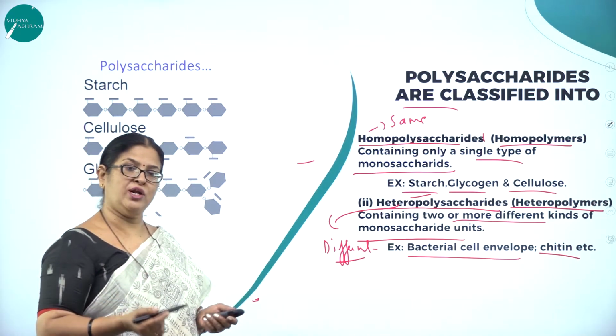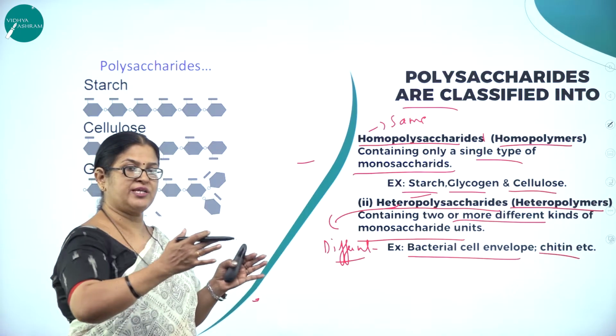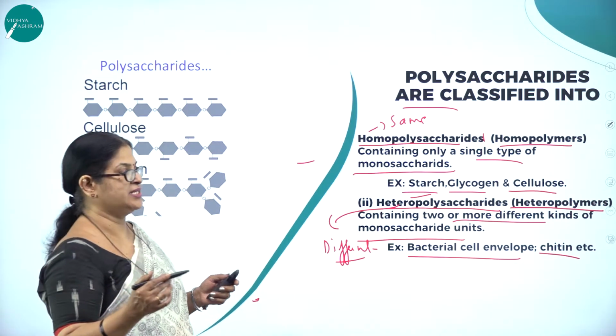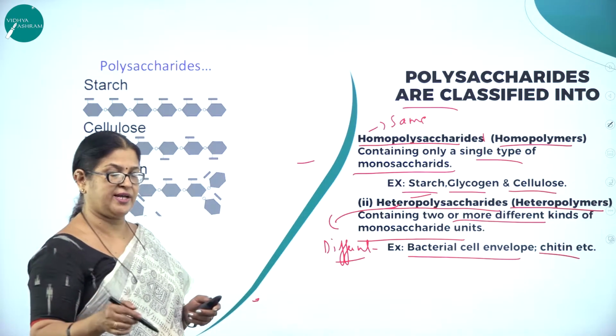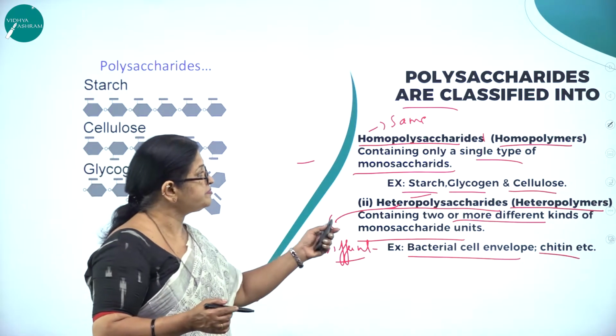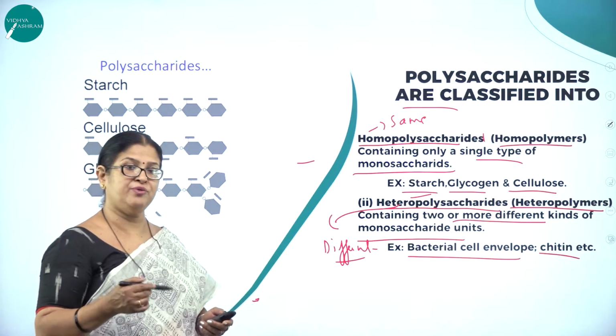Then they are more in molecular weight and complexity, and many monosaccharide units are joined together by glycosidic linkages. The building blocks of polysaccharides are the monosaccharides, and they have been broadly classified into what? Homopolysaccharides and heteropolysaccharides, based on the type of monosaccharide units involved.